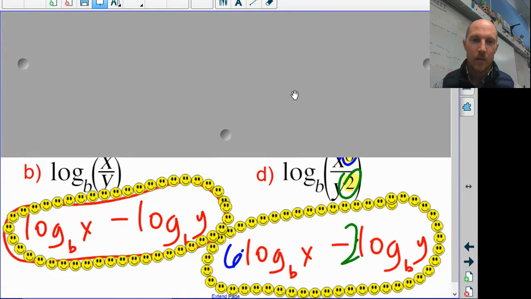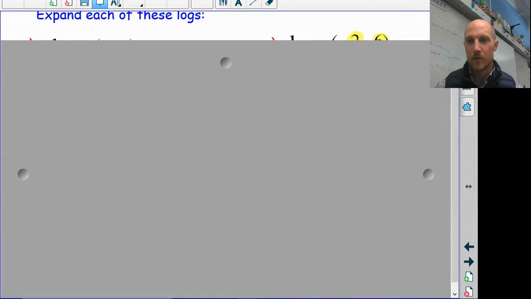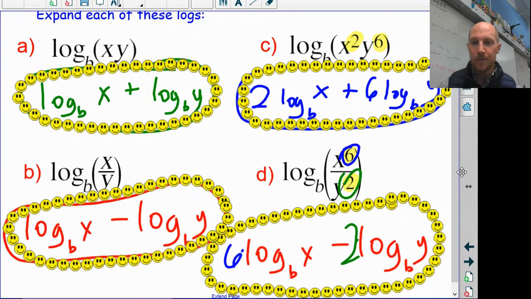And then B and D also pretty similar with the exception of exponents. And so again, it'll be a subtraction of 2 logs, but we'll put the 6 log base b of x minus 2 times log base b of y. And then let's give you a chance to see all of them together.